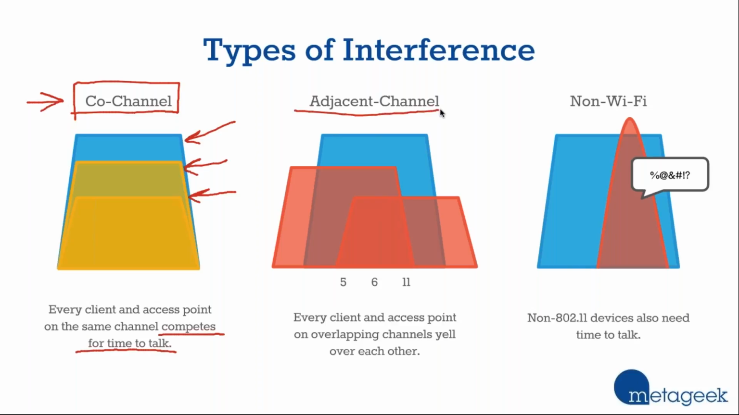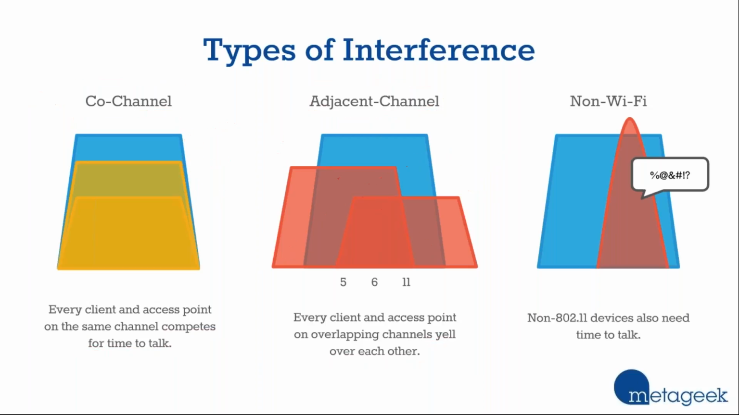The next type of interference is called adjacent channel interference. Now, this happens when we have networks that are on partially overlapping channels. This is why we always want to use channels 1, 6, and 11. Networks that are on partially overlapping channels, instead of politely taking turns like co-channel, are just simply going to yell and scream over each other. They're going to interrupt each other, which is going to cause retransmissions, which is going to eat up more time on the channel. You see where this is going. It's very, very bad, and we want to avoid adjacent channel interference at all costs.